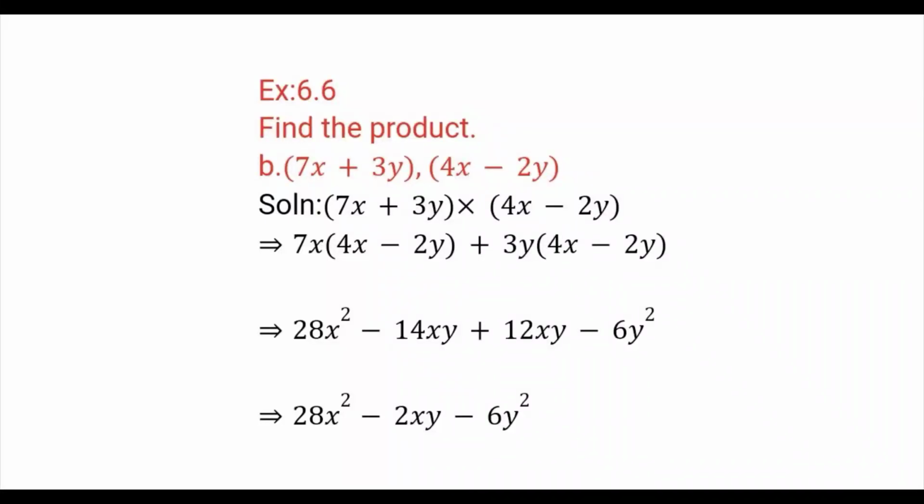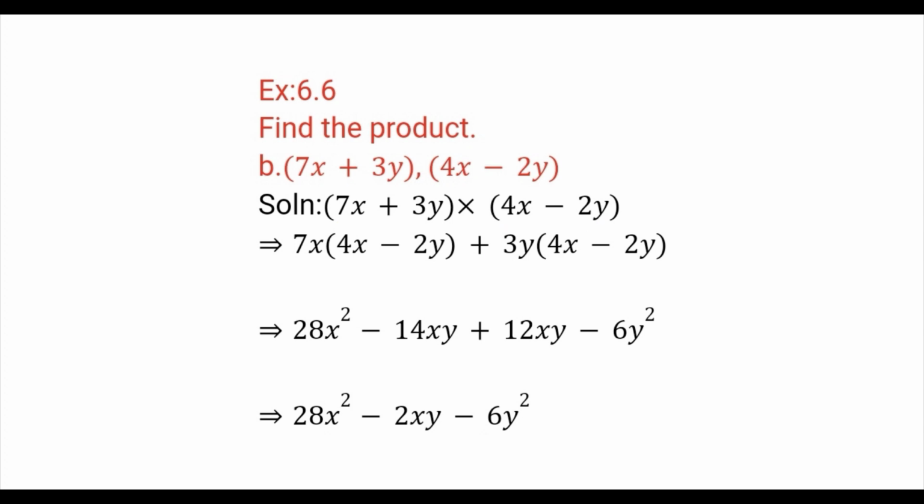All right, we'll start with exercise 6.6. Find the product. So once again, we'll be multiplying. You can see they've given us 7x plus 3y, comma, 4x minus 2y. Because it's a product, we have to write down the multiplication sign. So what does this mean? This means this 7x will multiply both of these, right? And next, this plus 3y will also multiply both of these, right?